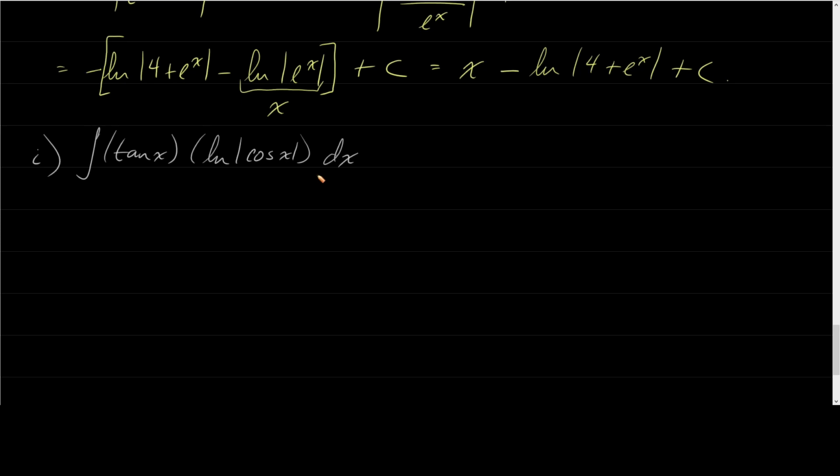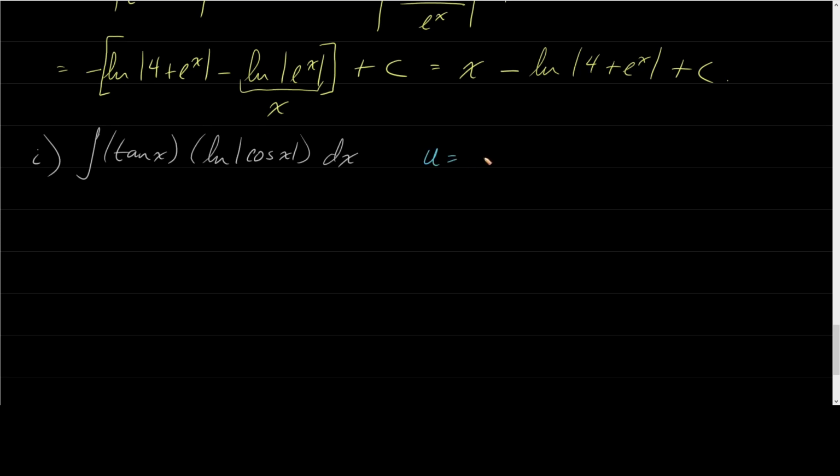Excuse me, negative ln of cosine of x. There we go. Let's see how we're going to tackle this. Because the integral of tangent is that, I recognize that we're going to need to use this as our u. So let's go ahead and do it.